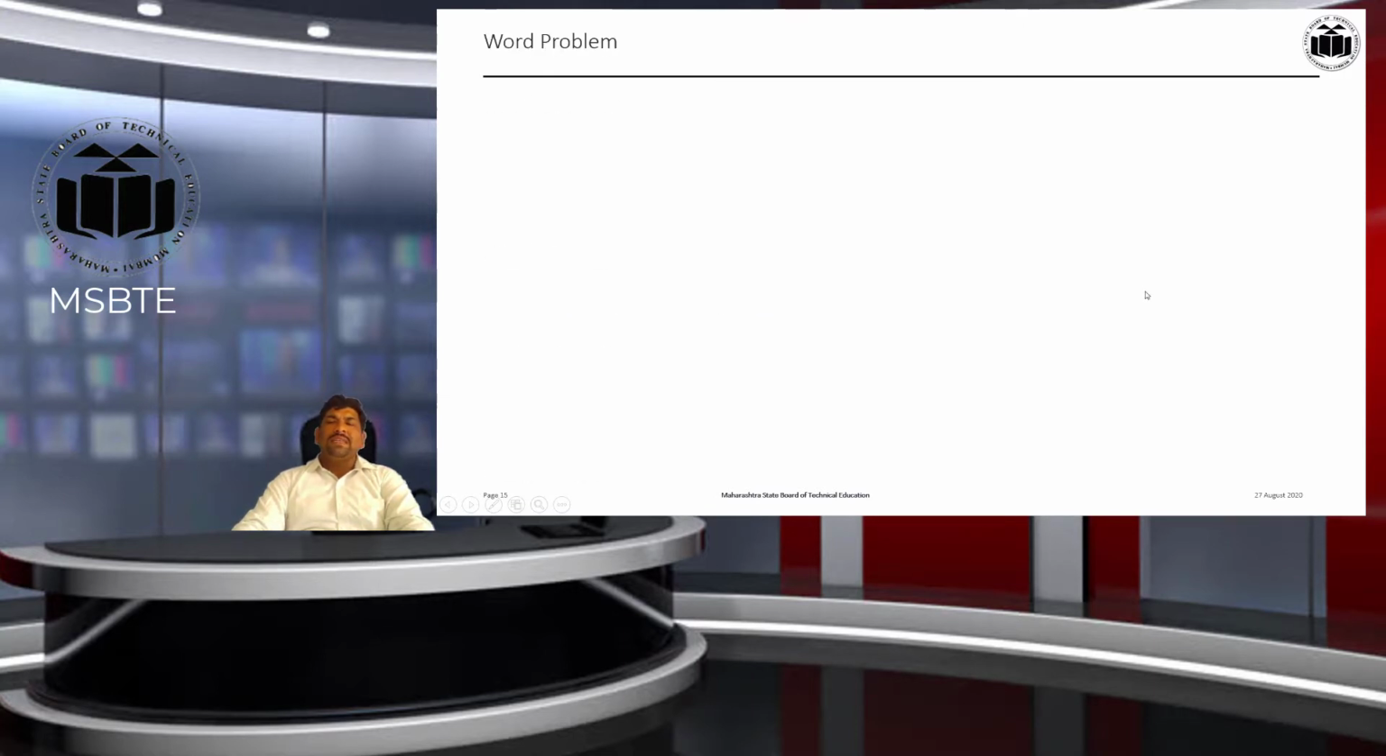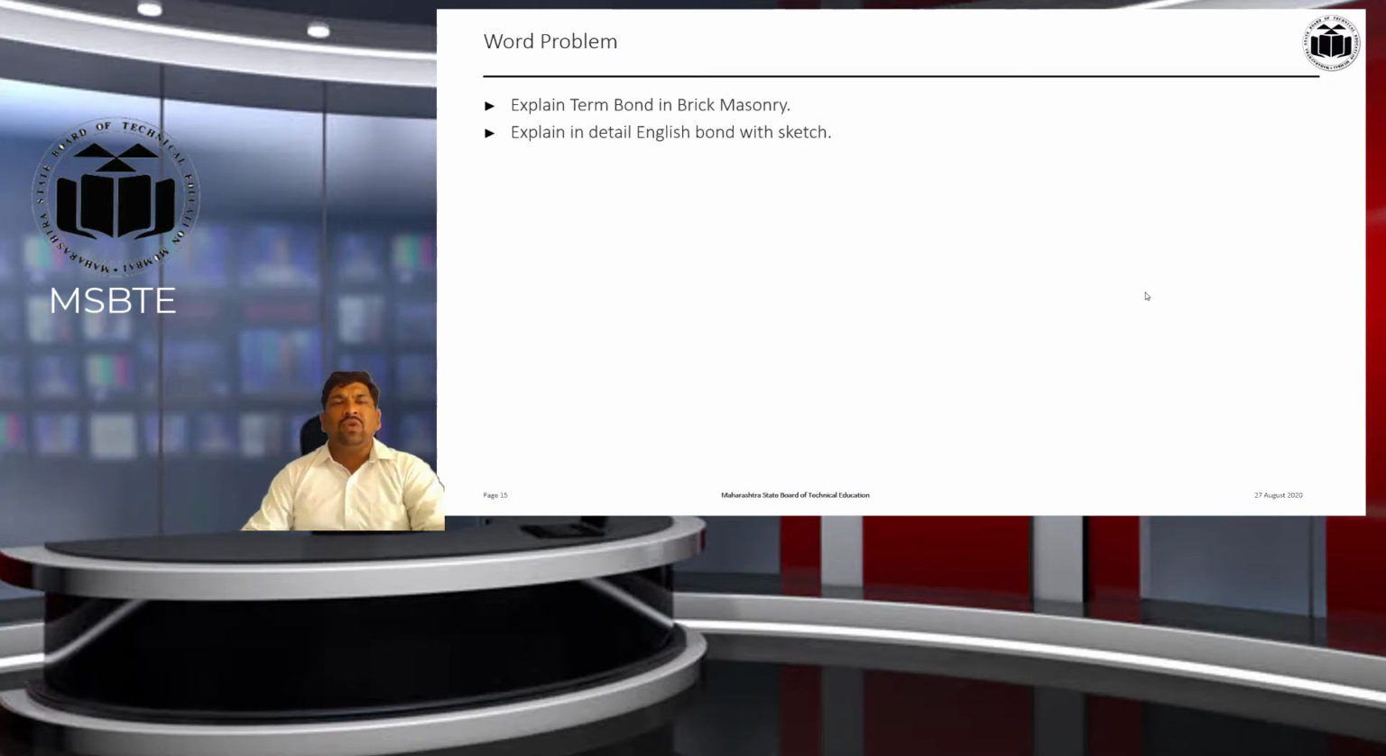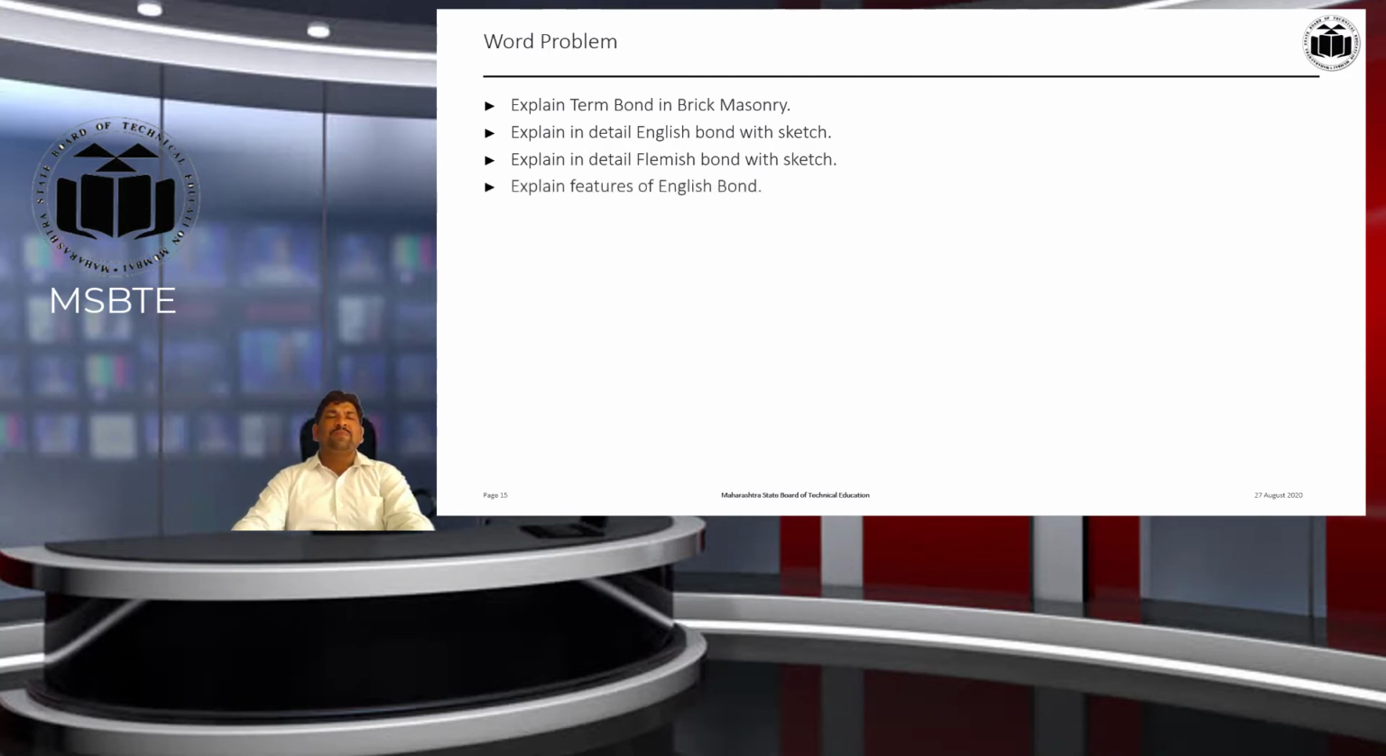Now let us come to the last point of the session. Write down these problems in your notebook and try to solve them, because these questions might be asked in the examination. The first question will be: explain the term bond in brick masonry. Second, explain in detail English bond with sketch. Third, explain in detail Flemish bond with sketch. The next one is explain features of English bond. Then explain in detail header bond with sketch.